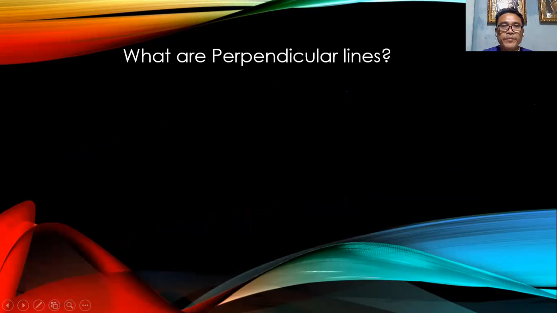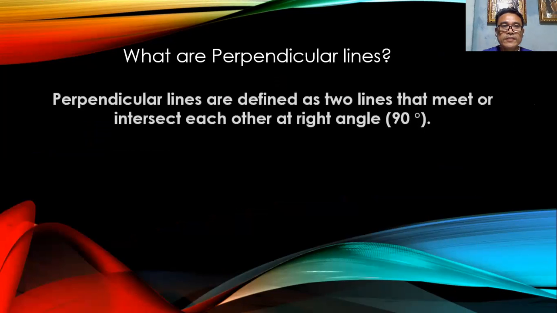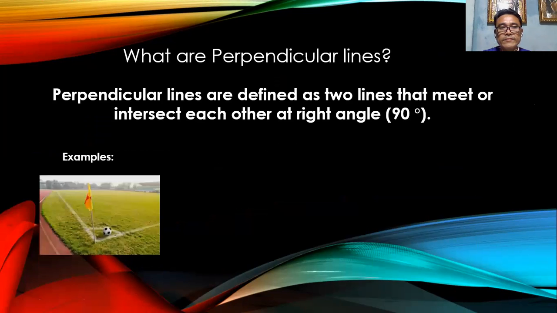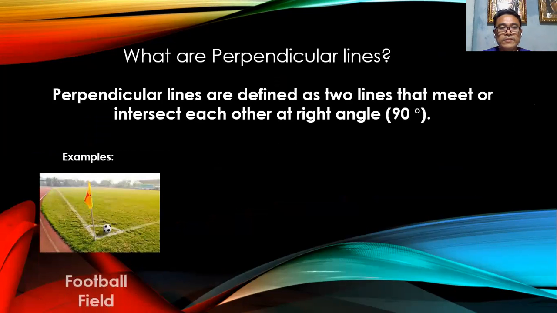Now, what are perpendicular lines? Perpendicular lines are defined as two lines that meet or intersect each other at right angle, which is 90 degrees. And the examples are the football field. Okay, this one. It forms a right angle.